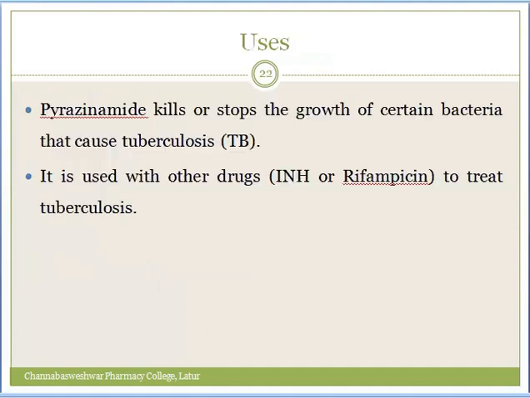Now last, we will discuss the uses of pyrazinamide. Pyrazinamide kills or stops the growth of certain bacteria that cause tuberculosis, that is, it is mainly useful in tuberculosis infection. It acts as an anti-tubercular drug. It is also used with other drugs such as isoniazid or rifampicin to treat tuberculosis infection. So this is about the therapeutic uses of pyrazinamide. So we have discussed the pharmacology of pyrazinamide.